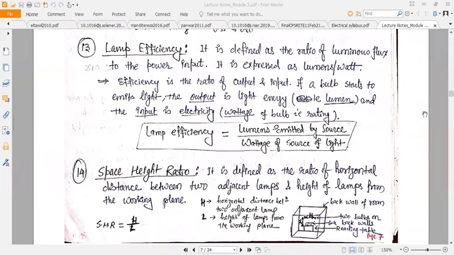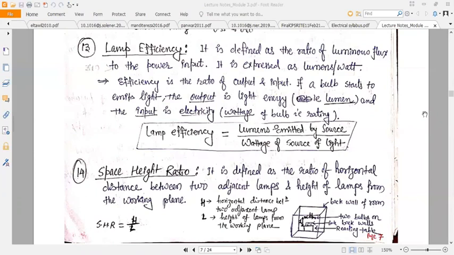Okay, so I was talking about the lamp efficiency. It is the ratio of lumens emitted by the source divided by the wattage of the source of light. That is, the output is the lumens emitted from the source, and the input is the wattage of the source of light.